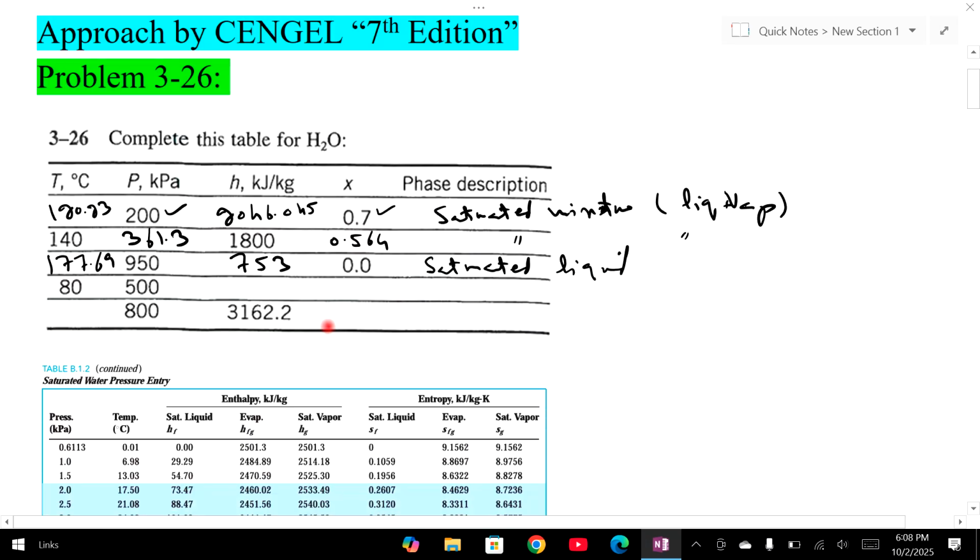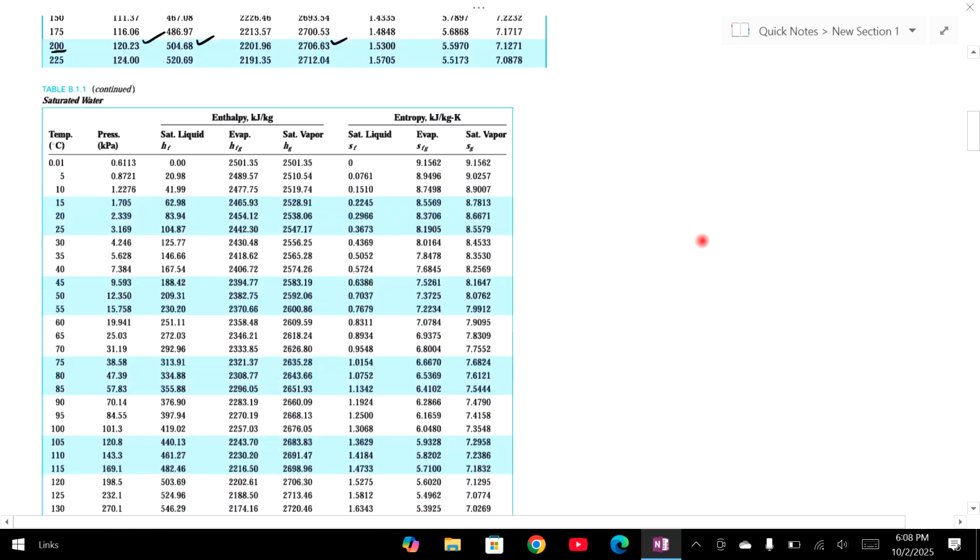So here enthalpy is 335.24. There is no concept of X, because X, the dryness fraction, applies in the saturated mixture of liquid and vapor. The region description is compressed liquid region. Now, for the fifth row, pressure and enthalpy are given to us.